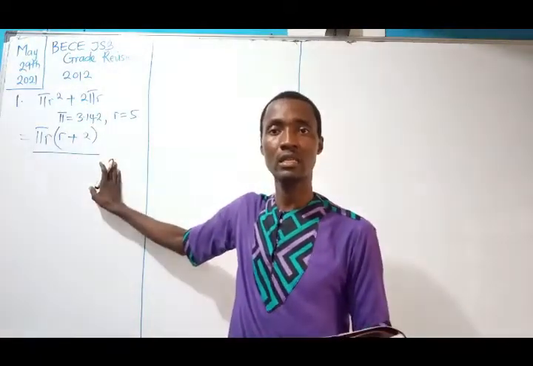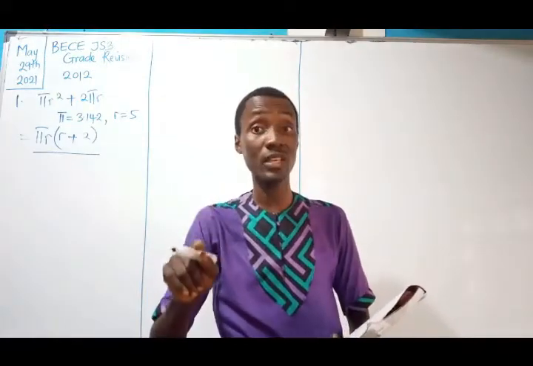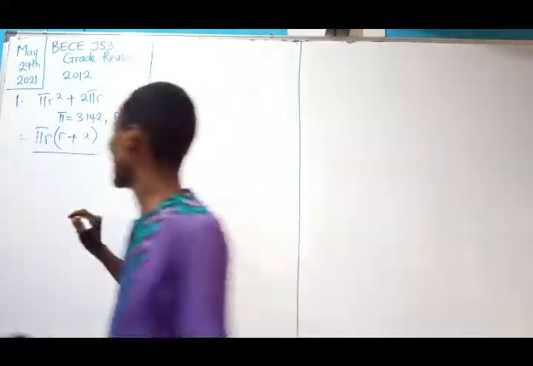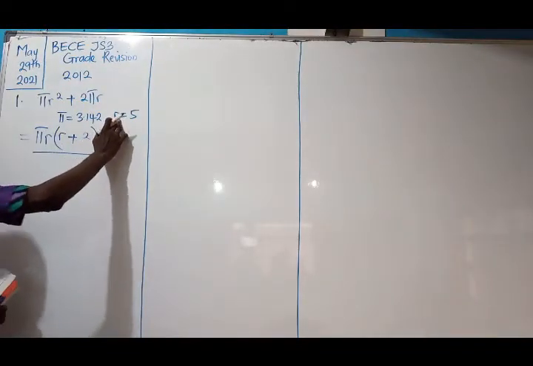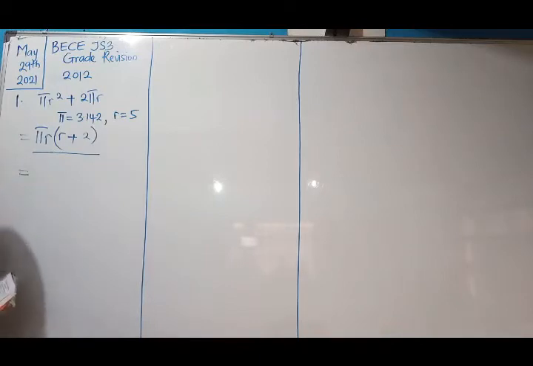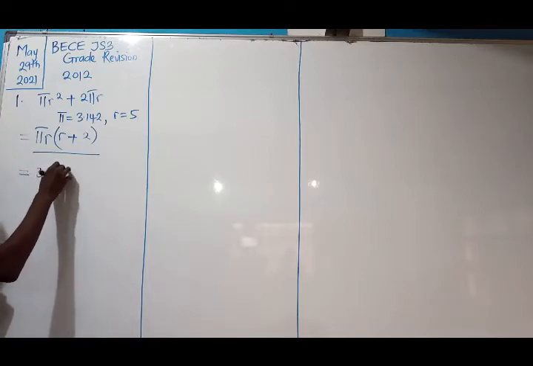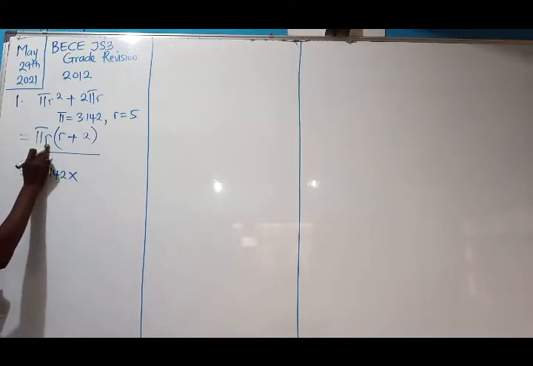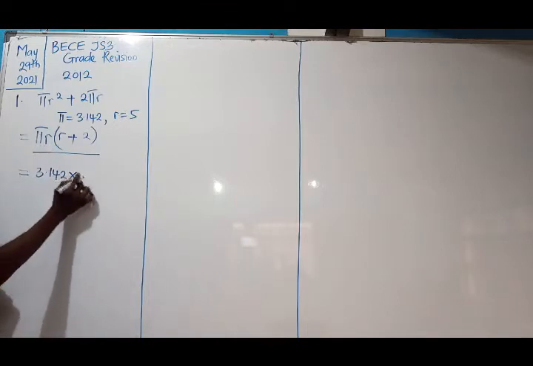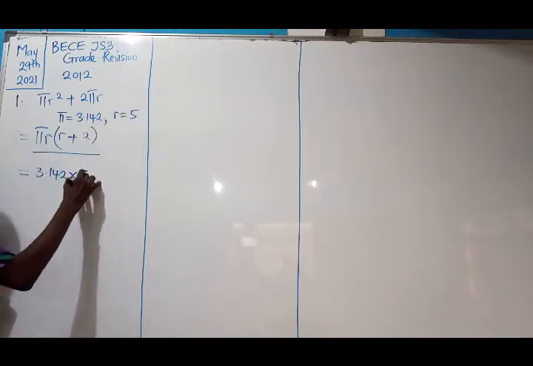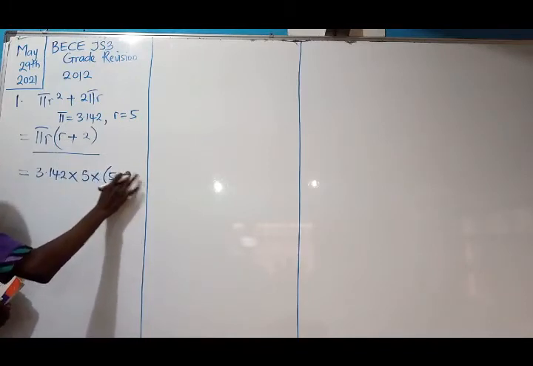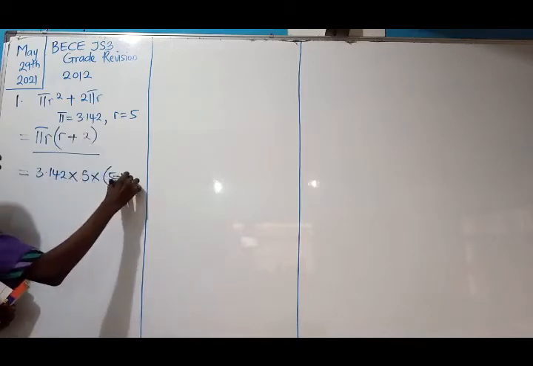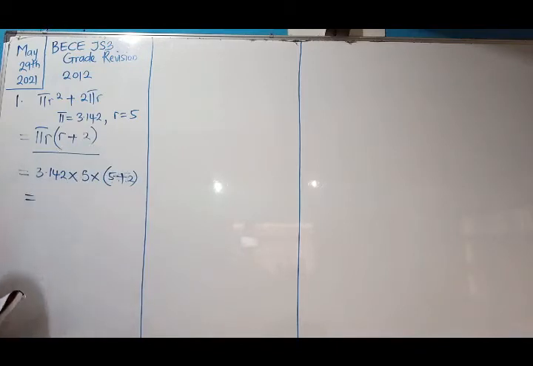Nothing more than that. Now, the second part of the question says we should substitute, taking into consideration that pi is 3.142, and r is 5. So what do you do? Take it gradually, one at a time. I will pick pi, 3.142, times. This pi r means pi times r. I will pick r now. R is 5. Times, I will open this bracket, what is r? 5, plus 2. Don't be in a hurry.